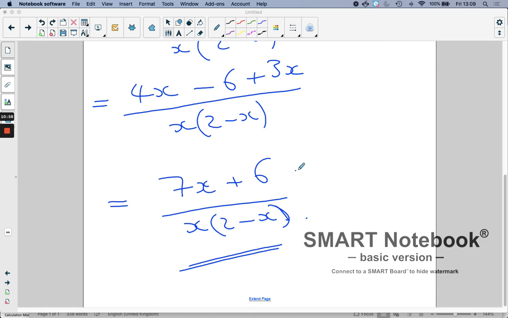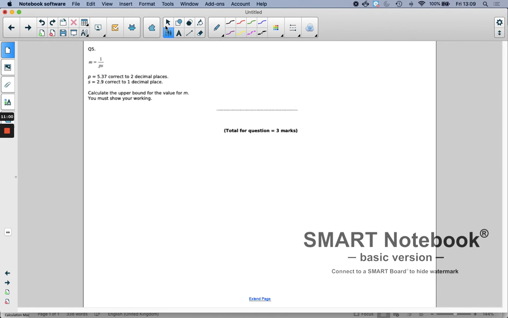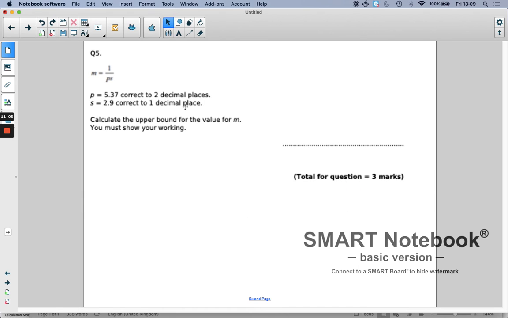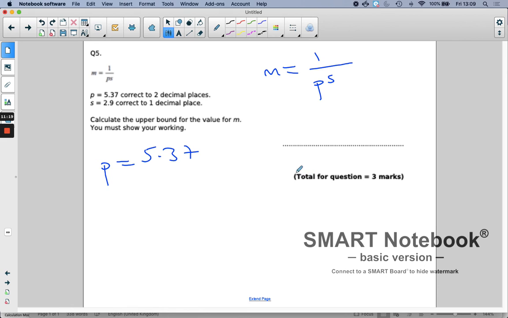So let's have a look at the next question. Question 5. We're told that m equals 1 over ps. I'm told that p is 5.37, correct to 2 decimal places, and that s equals 2.9, correct to 1 decimal place. And it says find the upper bound for the value of m.